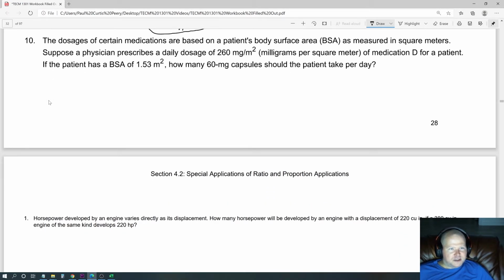Okay, the dosage of certain medications are based on a patient's body surface area as measured in square meters.